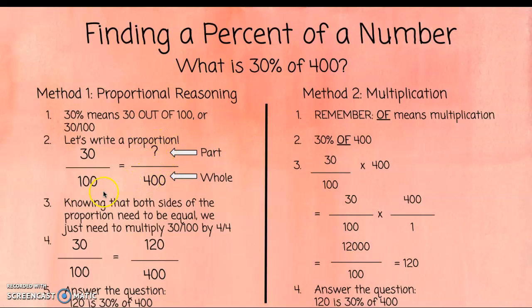something out of 400. And then we're just going to look at this and say, okay, I know that to get from 100 to 400, all I need to do is multiply by 4. And to keep these fractions equivalent, I need to multiply this numerator also by 4. That's going to give me that 120, and it's going to answer my question. That 120 out of 400 is 30 out of 100. So 30 per 100, 30% is 120 per 400, or 120 out of 400. So 30% is 120. 30% of 400 is 120.